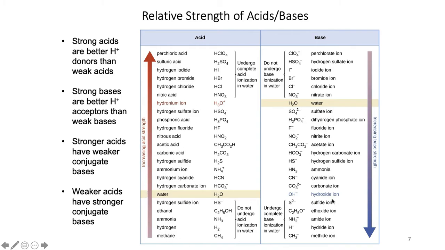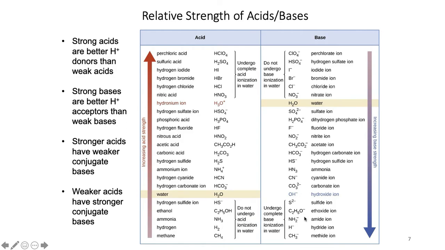Let's look at the other spectrum over here. Let's look at ammonia because we're familiar with it. Ammonia is a very weak acid, does not undergo much dissociation in water. It doesn't split into ions. It doesn't give off that H plus. So if I have ammonia in water, I mostly will have NH3.